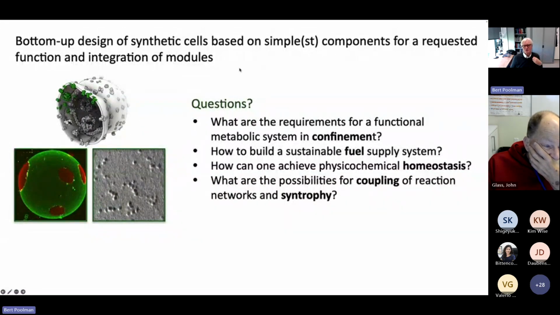And so some of the questions that we have in the group are, what are the requirements for a functional metabolic system in confinement? How can we build a fuel supply system? How can we obtain homeostasis? And how can we couple various reaction networks?